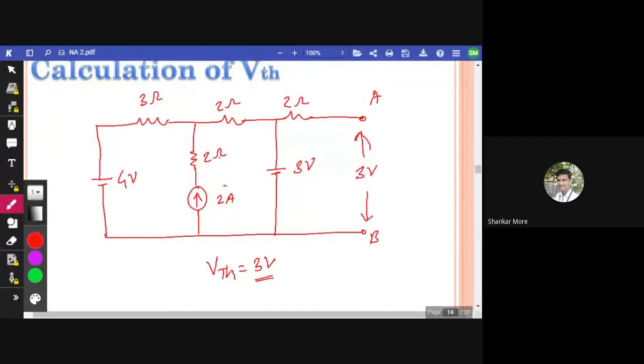All right, so this is the calculation of VTH. And guys, yeah, good. So remember, there's nothing extra in it. You just have to remove the load resistance RL. You can write the steps for calculation of VTH. Remove load resistance and calculate voltage across the open terminals. That's it. This is the procedure for calculation of VTH.